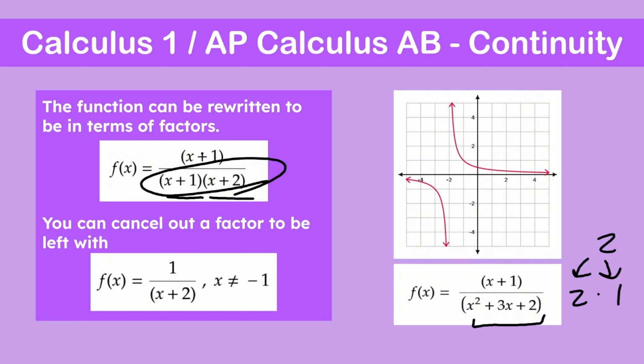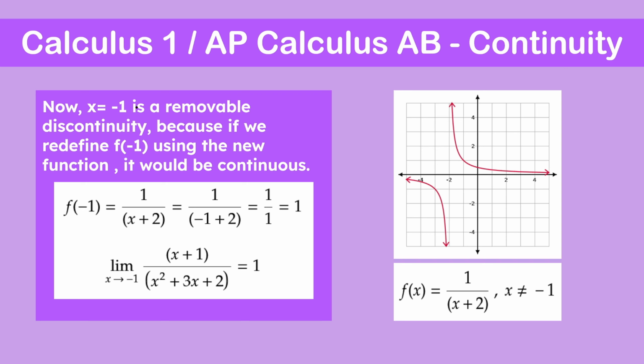But since we have x + 1 on the top and x + 1 on the bottom, they can be canceled out. And now we have 1 over (x + 2), but x cannot be equal to -1, because although we simplified it, this just tells us that f of x is not continuous at -1, so that we can preserve our original function.